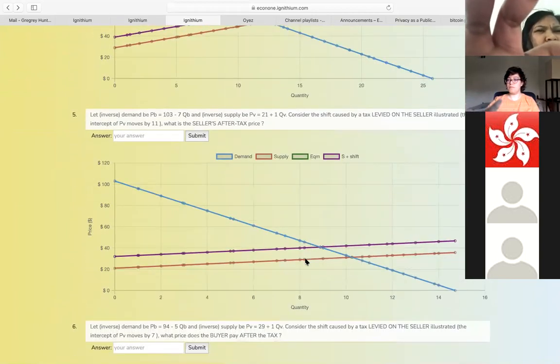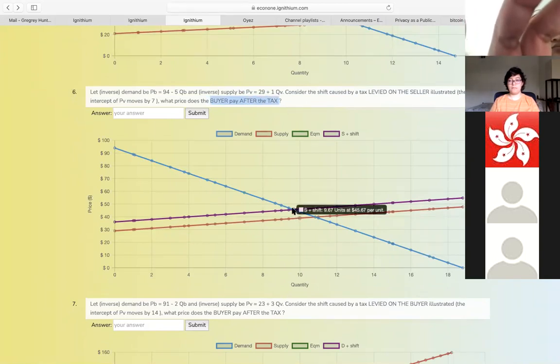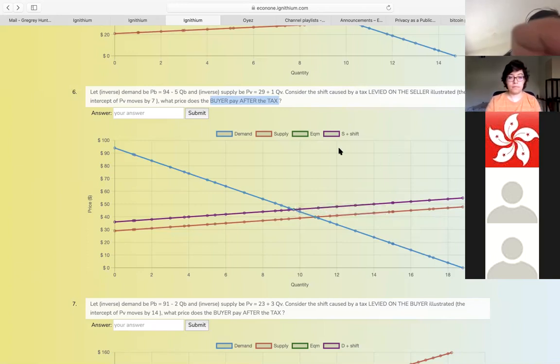Yeah. So I actually spent time talking about the seller's after tax price. The buyer's after tax price is easy because it's just the top here where the shifted supply curve crosses the demand curve. So the buyer's after tax price in this case, do you see where they're crossing? Yes. So it says $45.67. That would be your answer? Well, yeah, because you can see based on our illustration, right?